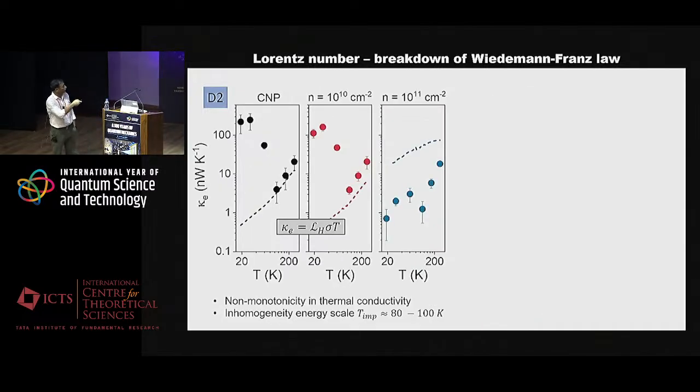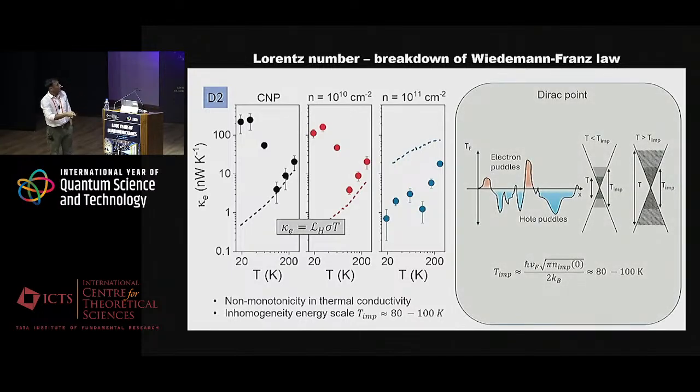Okay, so if we have the Lorentz number and we have the electrical conductivity, we have the thermal conductivity. We plot thermal conductivity as a function of temperature in these systems for different densities: the charge neutral point, then 10 to the 10, 10 to the 11. Typically, you see a non-monotonic behavior, and this is because below 100 Kelvin or so, the system becomes inhomogeneous.